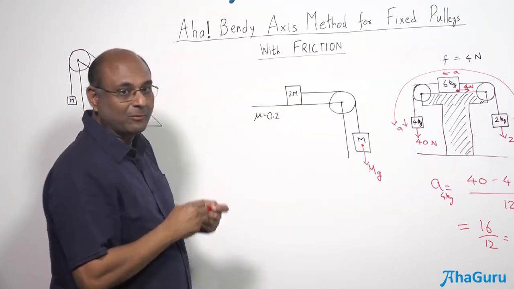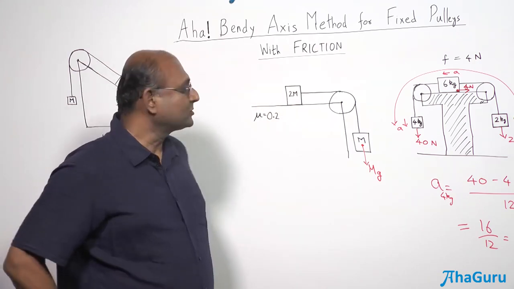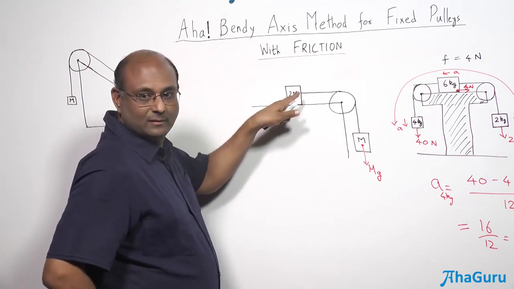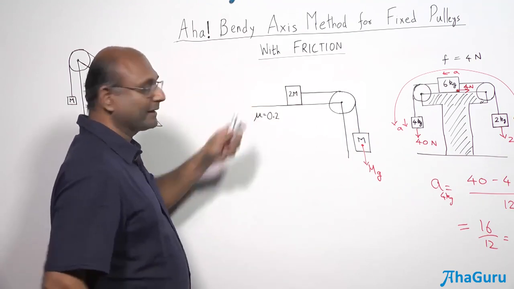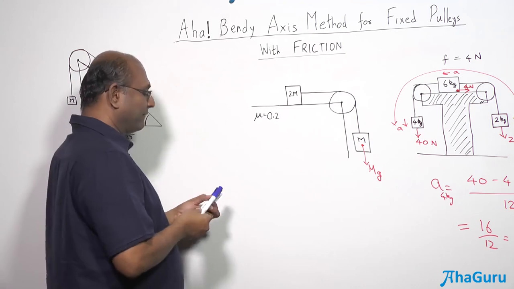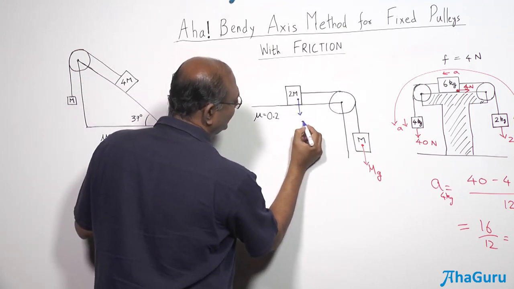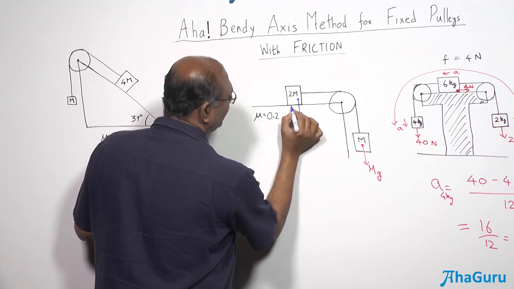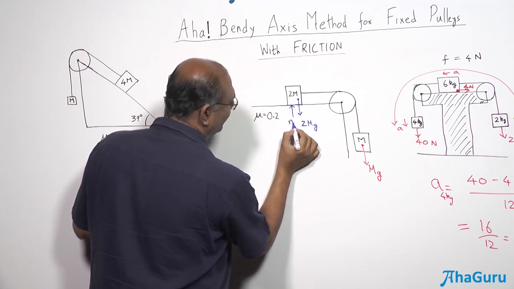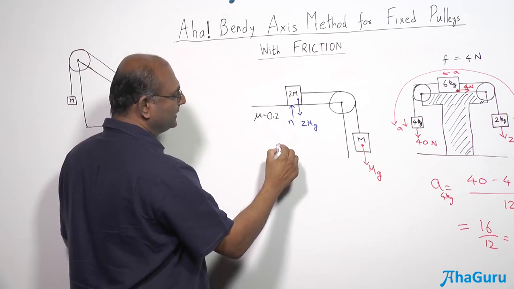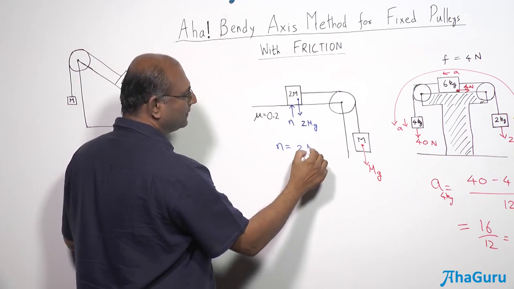Usually I wouldn't worry about the 2 mg, because 2 mg would be in the perpendicular direction, so it won't matter. But now I do need to worry about it, because you see this fellow is 2 mg and the normal force N will be equal to 2 mg. Why is N equal to 2 mg?